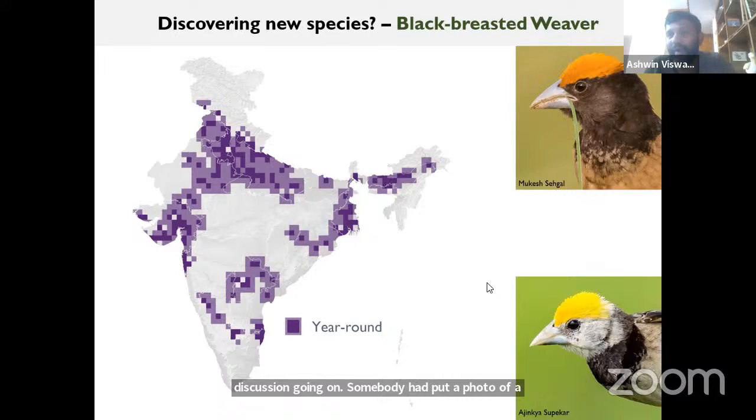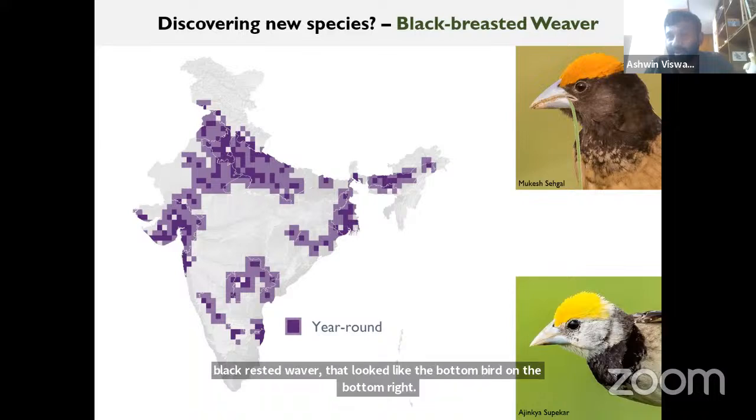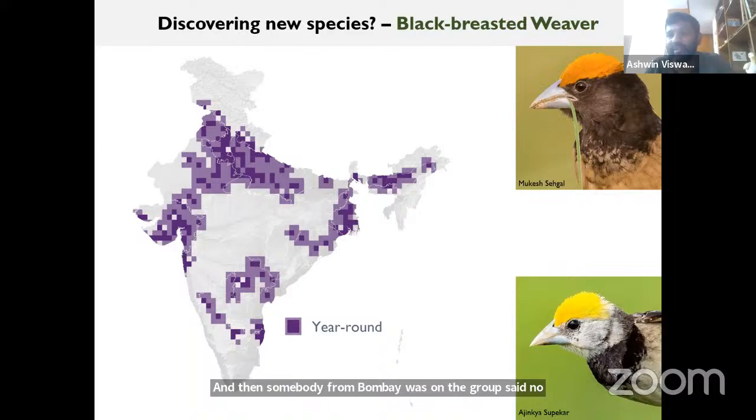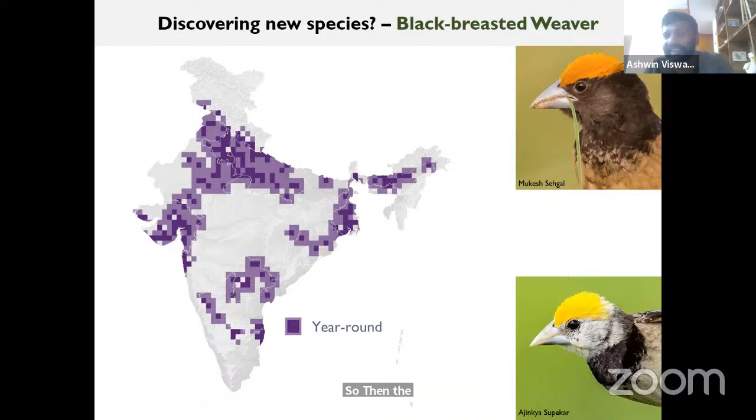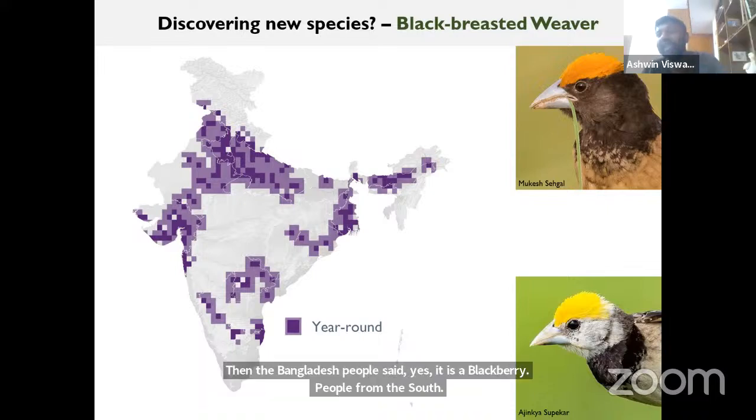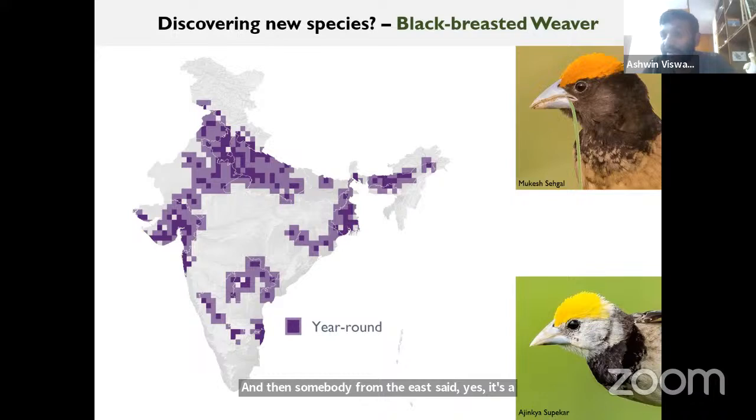And then somebody from Bombay who was on the group said, no, this is not a black-breasted weaver. Then the Bangalore people said, yes, it is a black-breasted weaver, people from the south. And then somebody from the east said, yes, it's a black-breasted weaver. Then somebody else from Delhi said, no, it's not a black-breasted weaver because this is not what it looks like. Then we found out that actually what people think are black-breasted weavers looks completely different in these two areas.